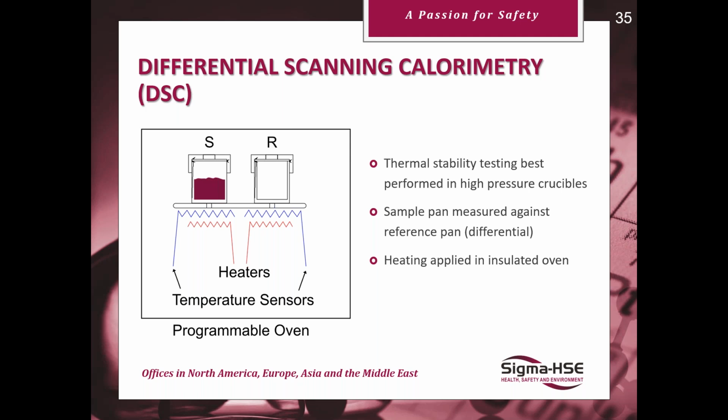Thermal stability is best tested in high pressure crucibles, so you've got nothing escaping. It gives you the best resolution of the signals. And like I said, the sample pan is measured against your reference pan. You've got separate heaters and separate temperature sensors.